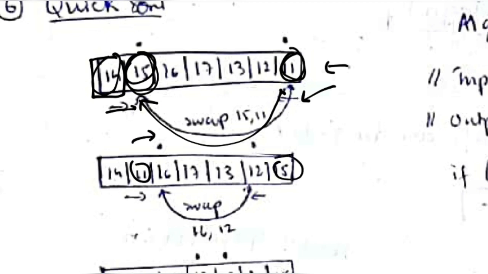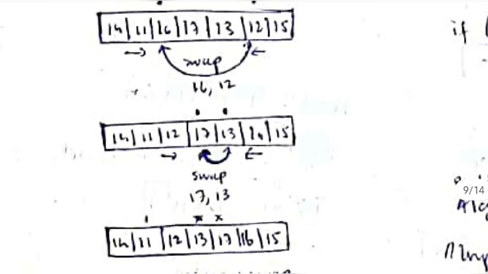Next, we'll increment this and decrement this. So we'll compare 12 and 16. From the left, what should be the case? It should be greater than 14. 16 is greater than 14, and from the right, 12 is less than 14. So we'll swap 16 and 12. So in the third iteration, we'll have 12 here and 16 here. Next, we'll increment this and decrement this. Next, from here, from left, what's the case?